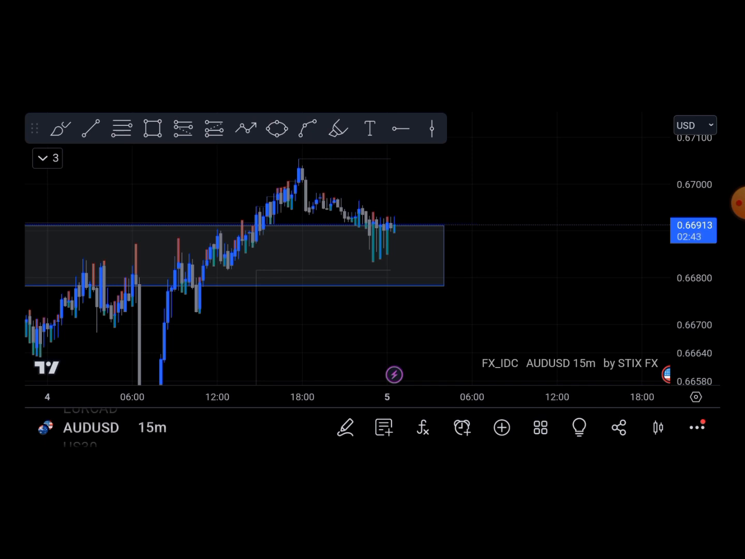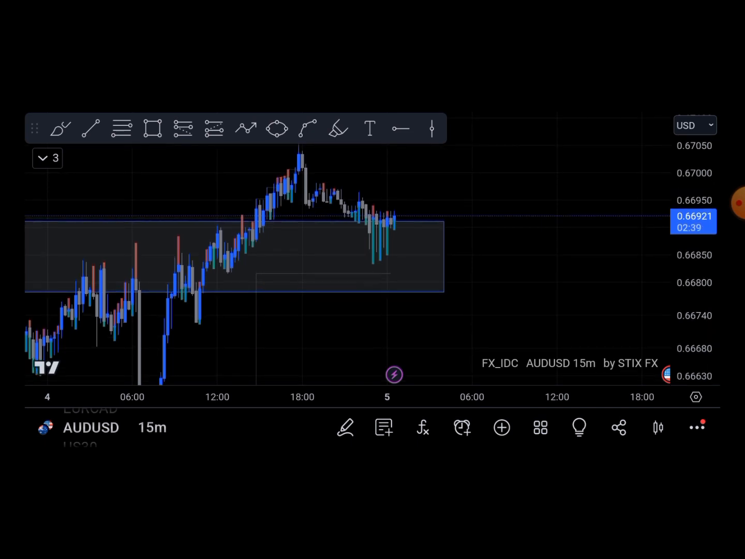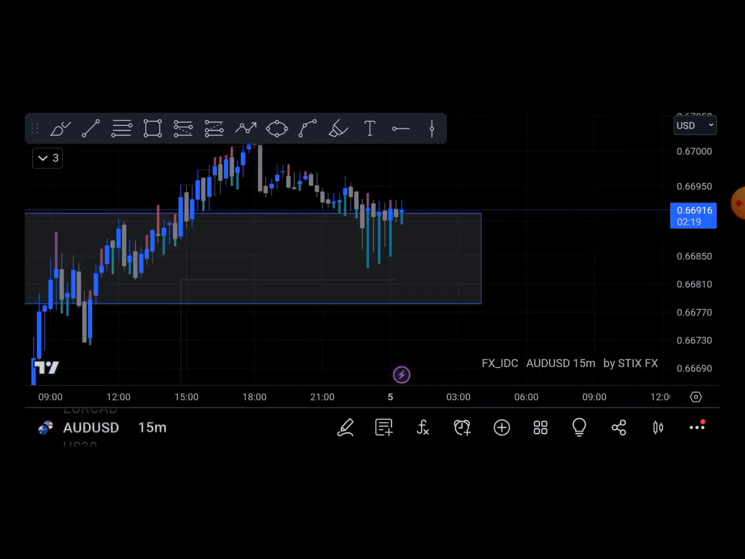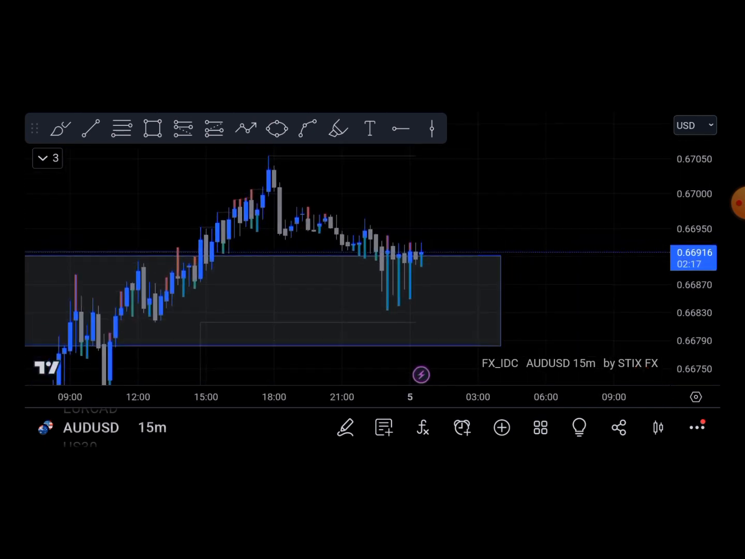Now, it's very fucked up. It's very fucked up, but the best possible move is to just back off and watch price as it delivers. Watch price as it delivers, because currently it's very, very ugly.